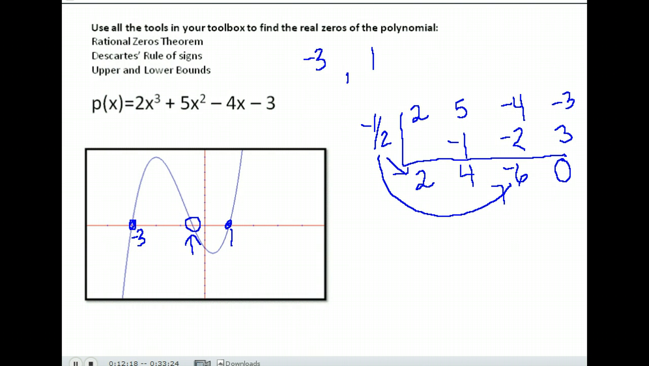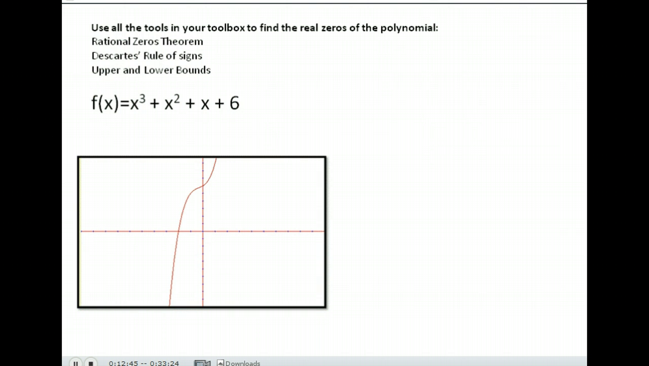Okay, so it is in fact at -1/2. If it had not been, and we'll do some like this, then we'll talk about other steps you can take. So I know that negative 1/2 is in fact my third zero, okay? We will have some that aren't going to work out quite that nice.